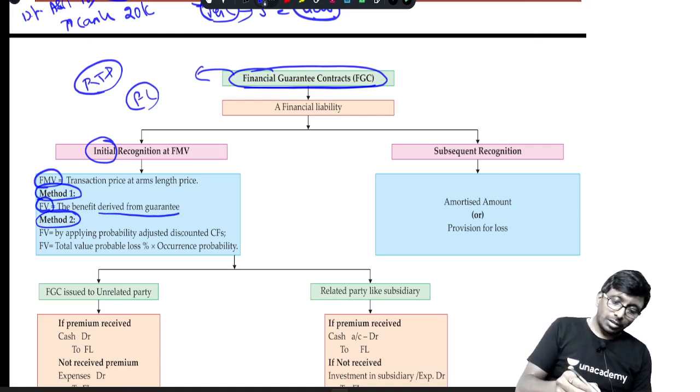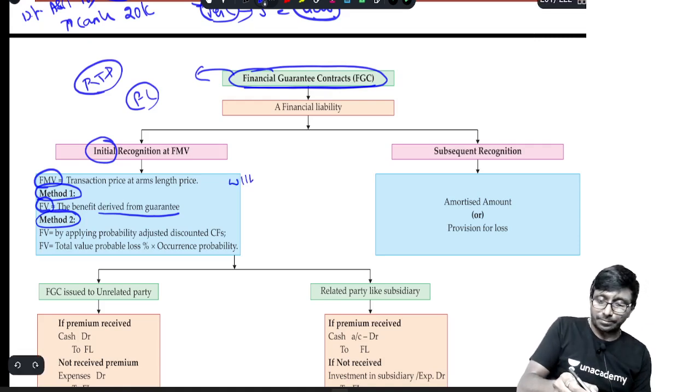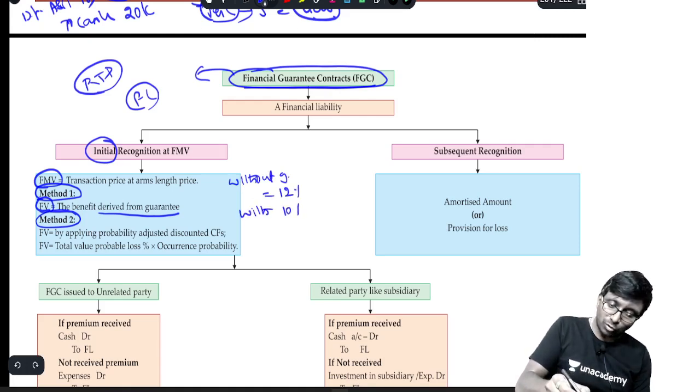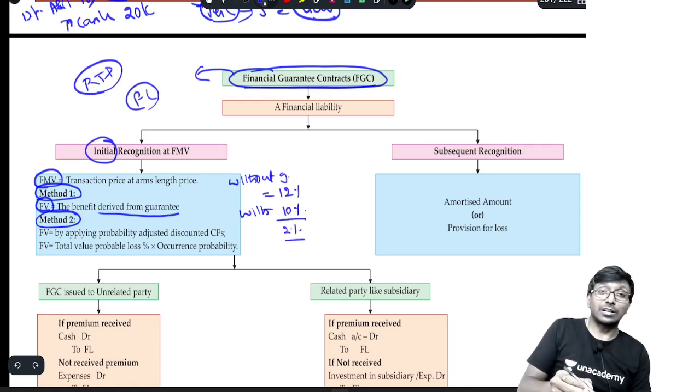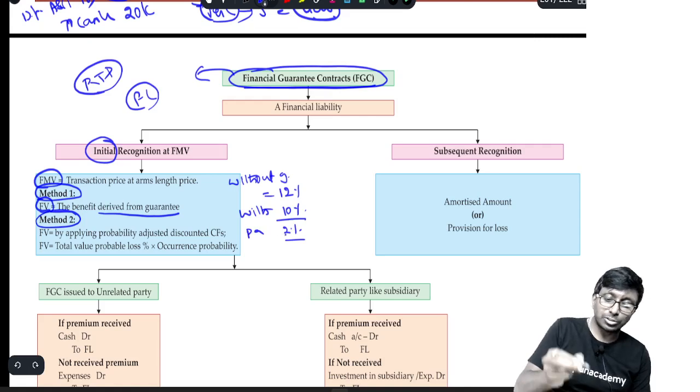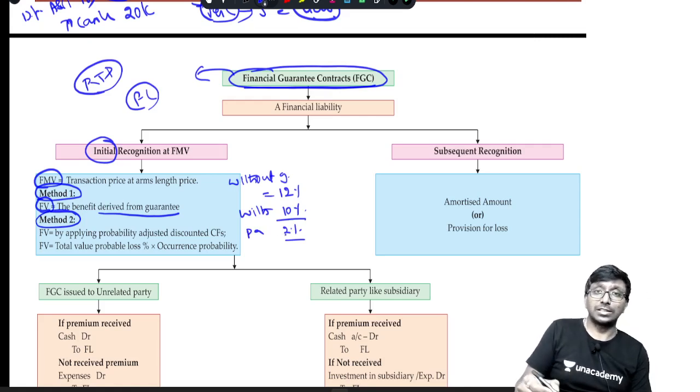The question is based on that only. Suppose, without the guarantee, they are going to get a loan at 12%. But if I give a guarantee, they are getting a loan at 10%. That means it is a benefit per annum, equal to 2%.